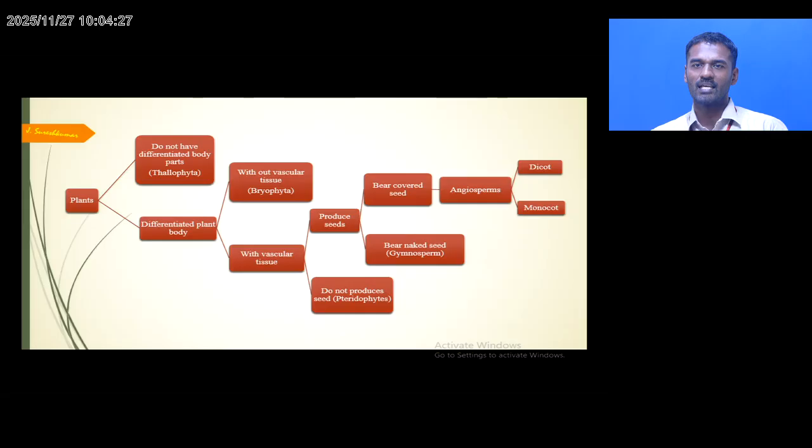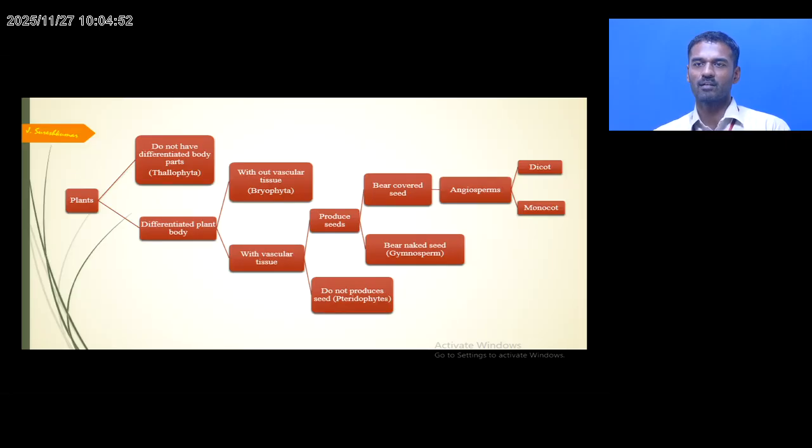There are five groups in this classification. First of all, algae, which we commonly call thallophytes, have a plant body differentiated as a thallus. Next we divide based on vascular tissue into bryophytes and pteridophytes. Then we divide based on seeds: gymnosperms and angiosperms have seeds, and pteridophytes do not have seeds.